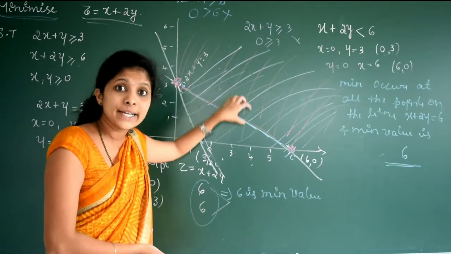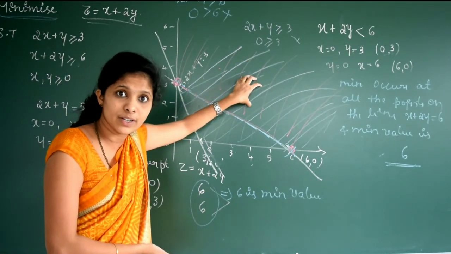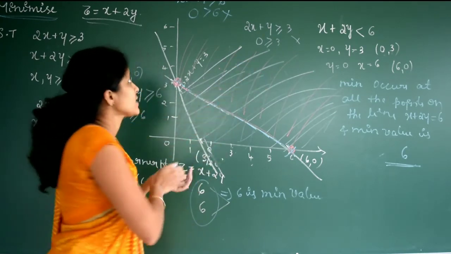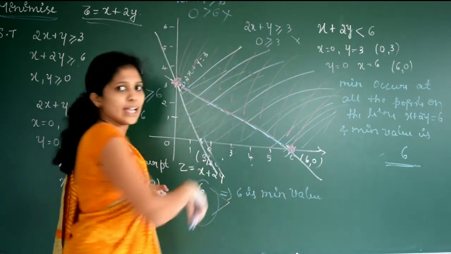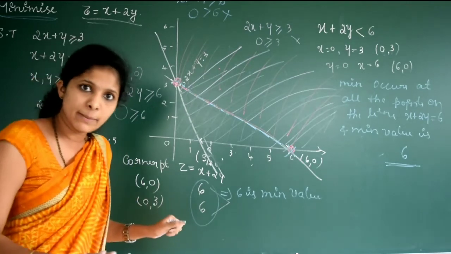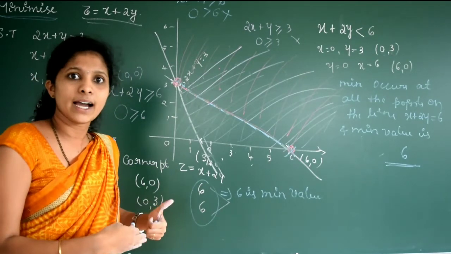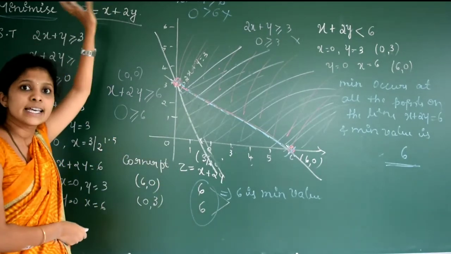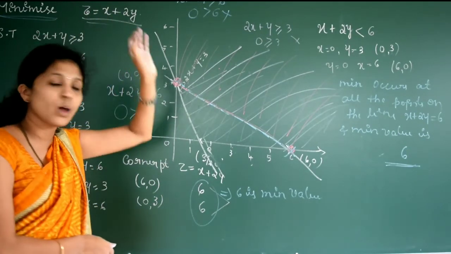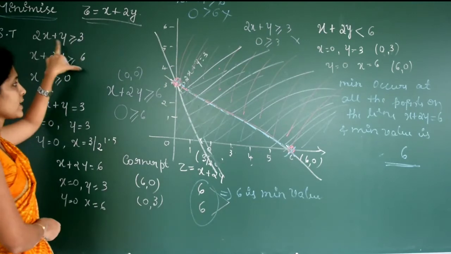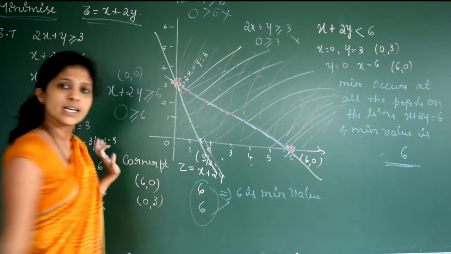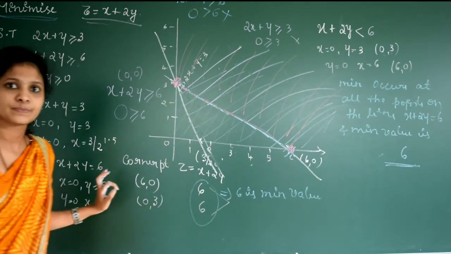Upwards means it has a common region with the original one, right? So it has a common region with the original one, so 6 cannot be a maximum value. Is it clear? 6 cannot be a maximum value, but 6 can be a minimum value. So the minimum value for this set is 6 and it occurs at all the points on the line x plus 2y is equal to 6. Is it clear?